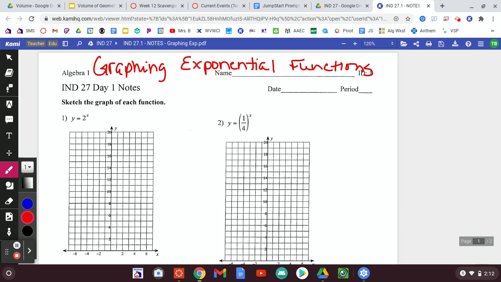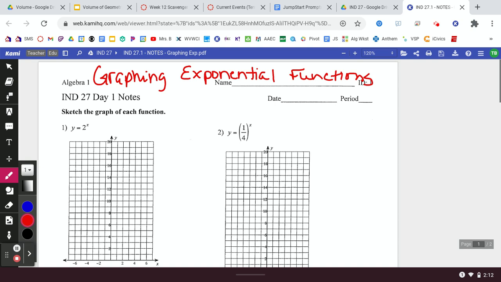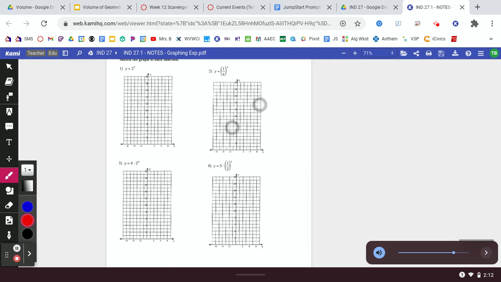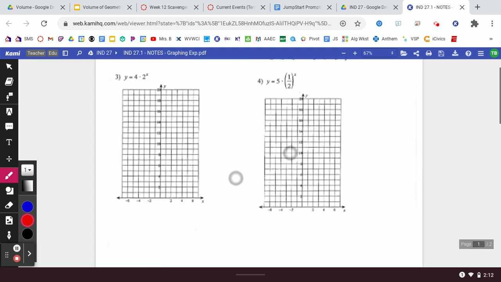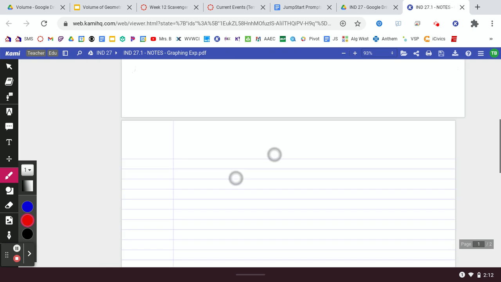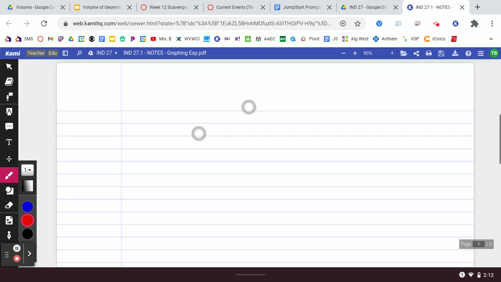And we're going to talk about what an exponential function is. We're going to compare it to the functions that we have learned so far this year. So let me go up to a blank sheet of paper here, and we're going to talk about all the functions that we've learned this year.